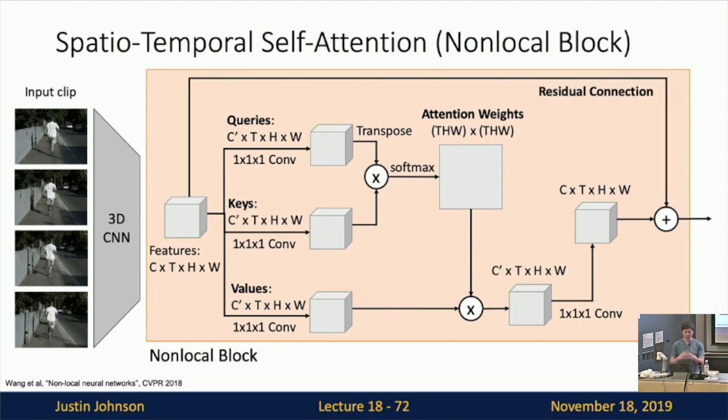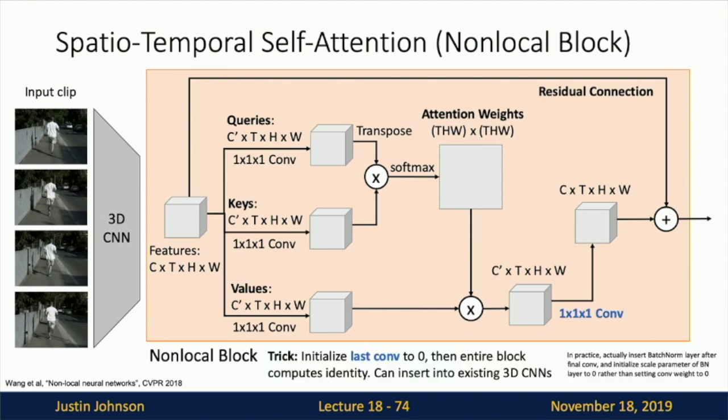So when we combine all these things together, this operator is a block that we can slot into our 3D CNNs that's computing a kind of spatial-temporal self-attention. And this is sometimes called a non-local block, after the paper that introduced it.